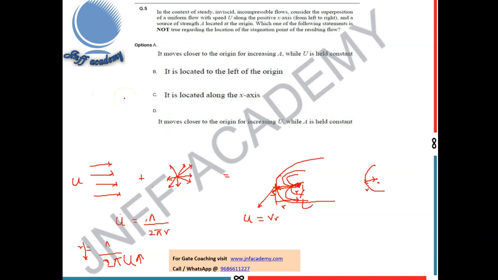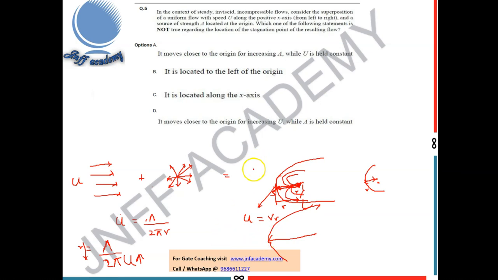What is a false statement? Coming to option A, it moves closer to the origin for increasing gamma. That's not right, right? If you increase your gamma, which is the strength of the vortex, it will have more velocity, right? VR will have more velocity. So this will try to push even further. So if this is the origin, probably you will get a half Rankine oval like this, right?